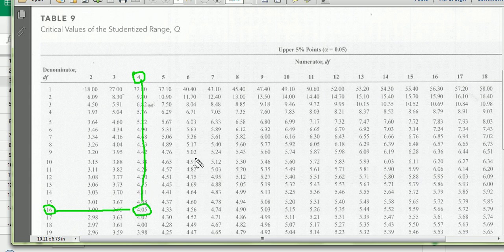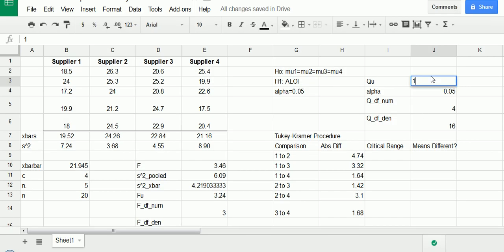Okay, let's take that value back to our spreadsheet here. And if you don't have the same exact tables as me, Google, and you should be able to find both an F table with 5% level of significance and a Q table or studentized range table with the same alpha. Okay, so you can work along with me. If you're using Excel, you can even use a formula to get that. You don't need a table. Okay, so back to where we were.